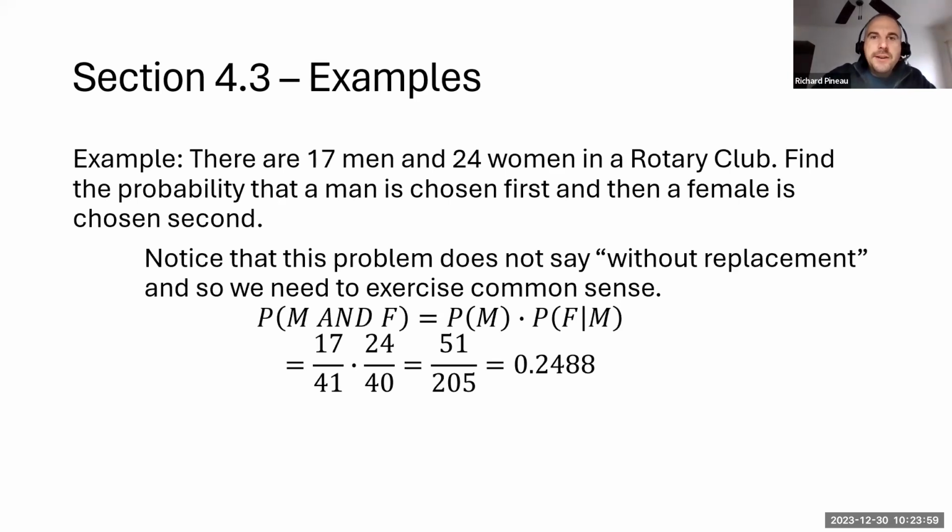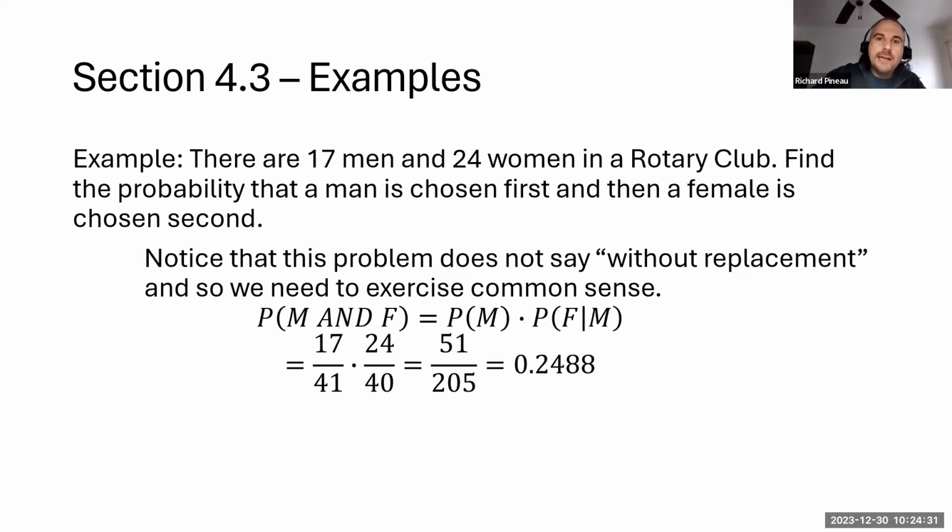We have 17 men and 24 women in a Rotary Club. We want to find the probability that a man is chosen first and then a female is chosen second. Notice the problem does not say without replacement, so we need to exercise some common sense. If we are selecting these individuals, let's say for an event or a raffle, it doesn't make sense that they would go back into the pool of people to select. So we can assume here that this would be dependent, without replacement.